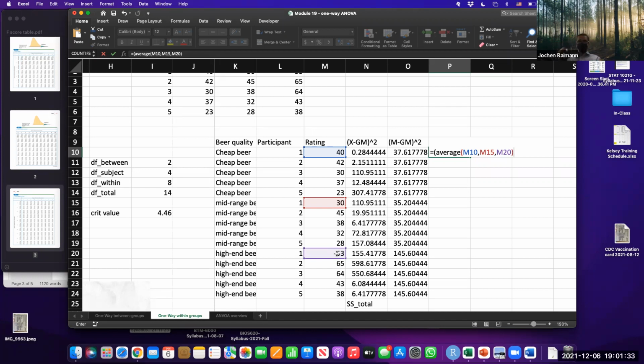So this is the subject level. So for this individual, we're quantifying the variability of this individual tasting all 3 beers, and this is being subtracted from the total mean to get to the within sum of squares.